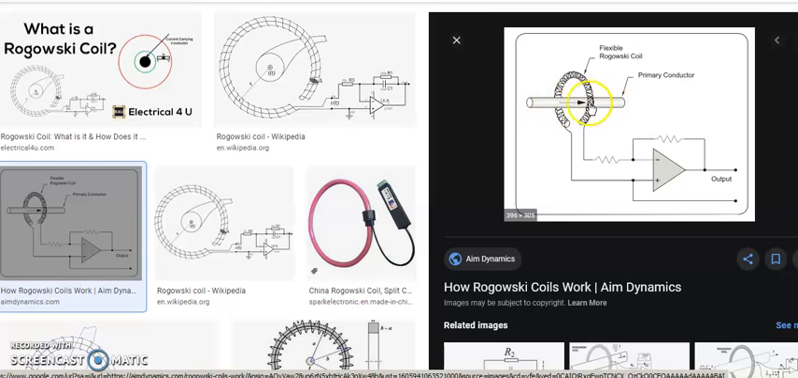Again here also there are no primary winding turns, but we have a secondary winding here. It is called a Rogowski coil. And one thing you need to remember is there is no core over here. Okay, there is no core. Directly it is a helical wire which is wound over the primary conductor.